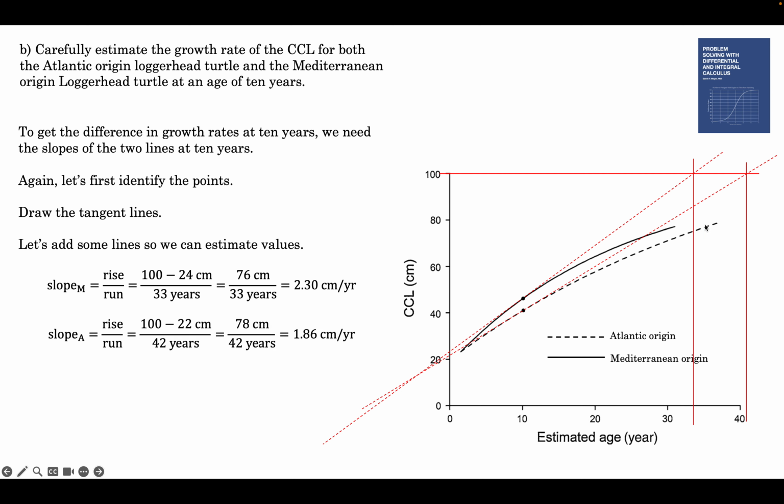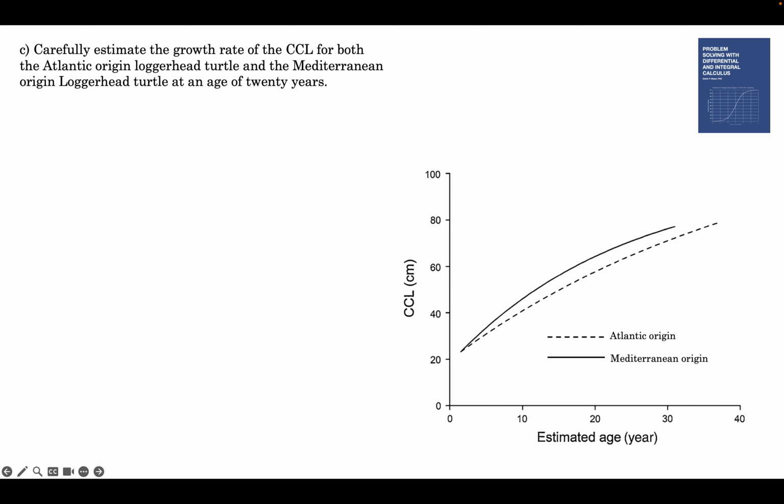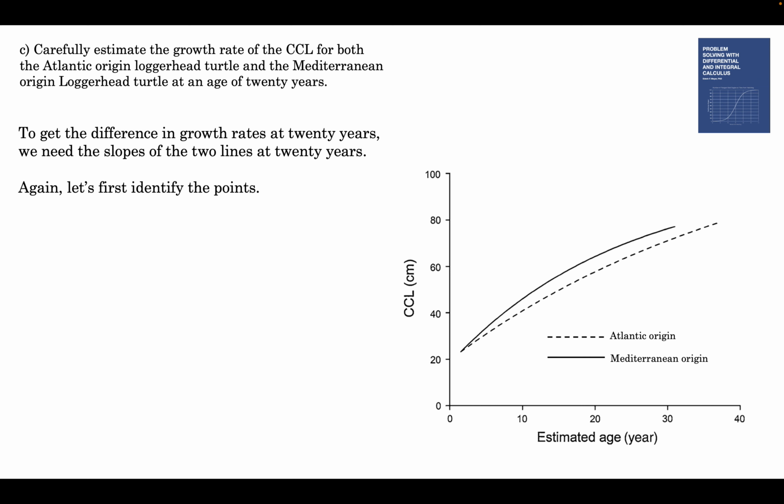And the Atlantic goes all the way over to roughly 42, and about 22 centimeters from 100, that's 78. So that's 1.86 centimeters per year. Closer, but the Mediterranean is still higher. Next is 20 years. What's the slope at 20 years? So we need slopes at 20 years. Let's identify the points. There they are.